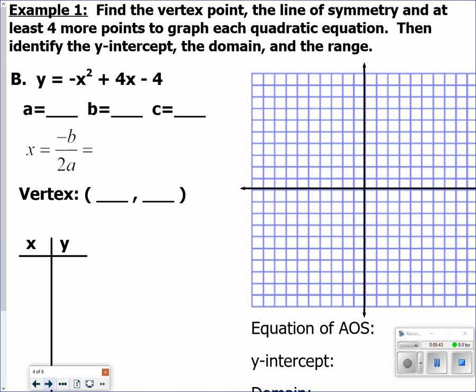Same thing. A is negative 1, B is positive 4, C is negative 4. So if you want to go down here and go ahead and do the y-intercept question, you can, because it's always 0, c.